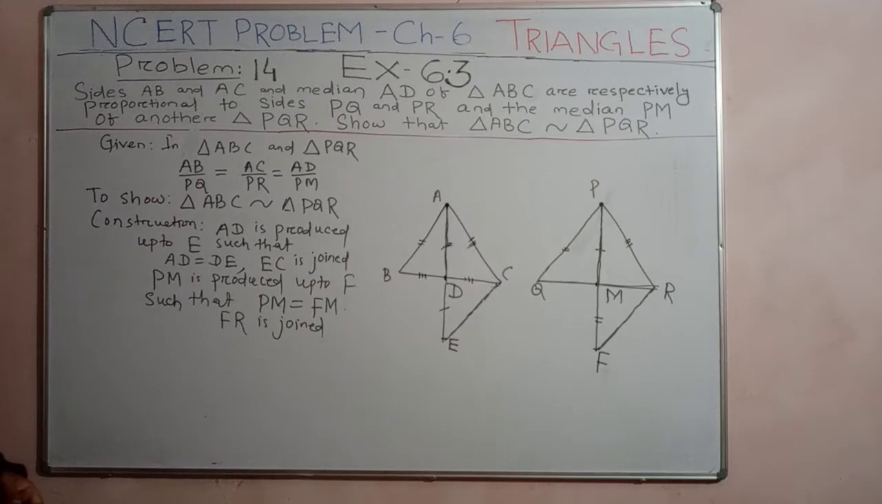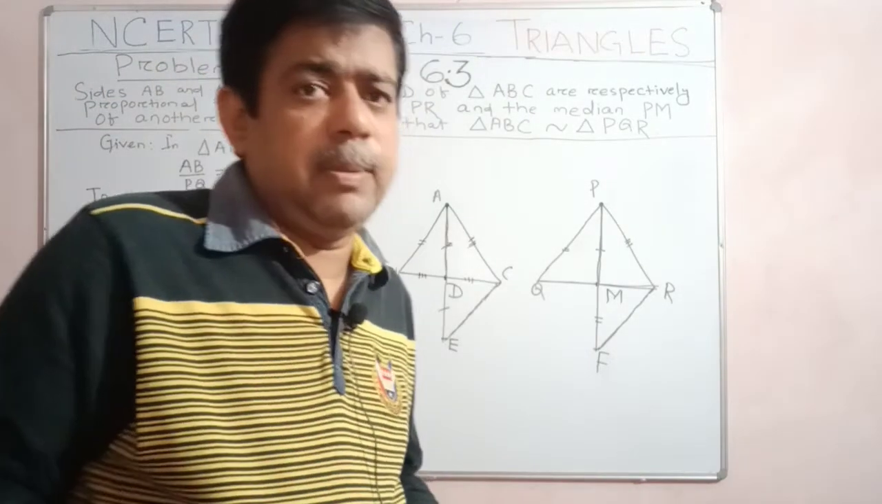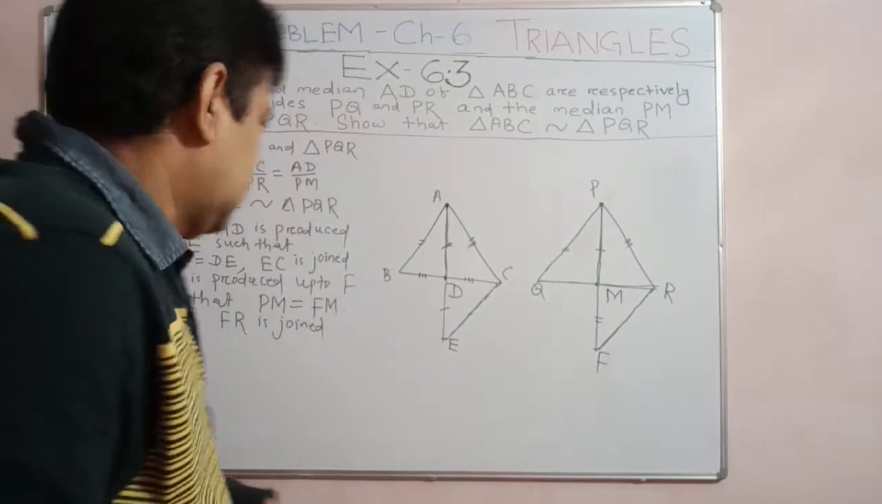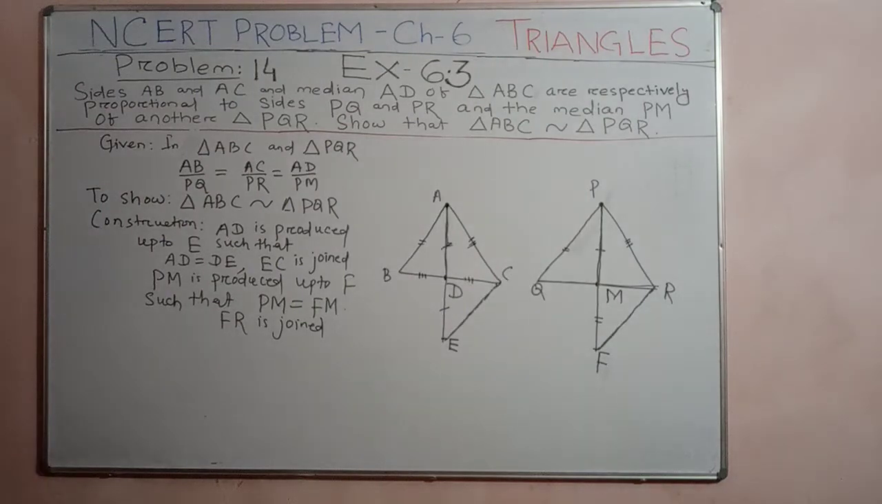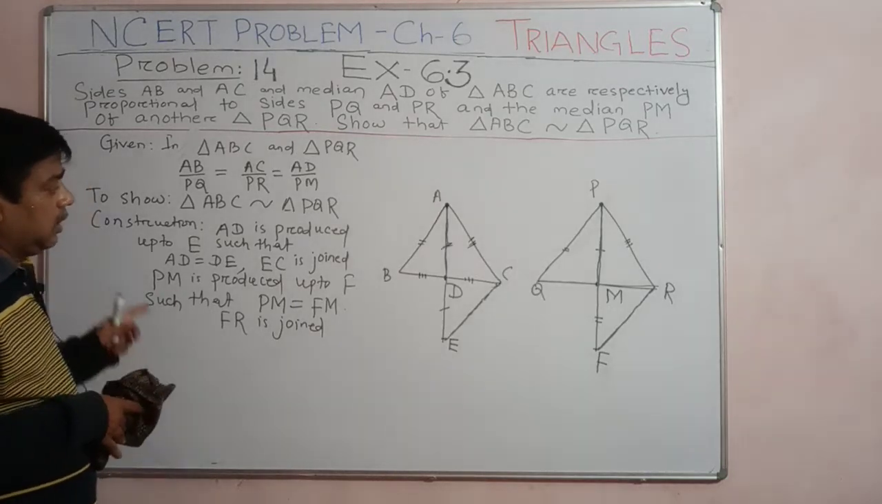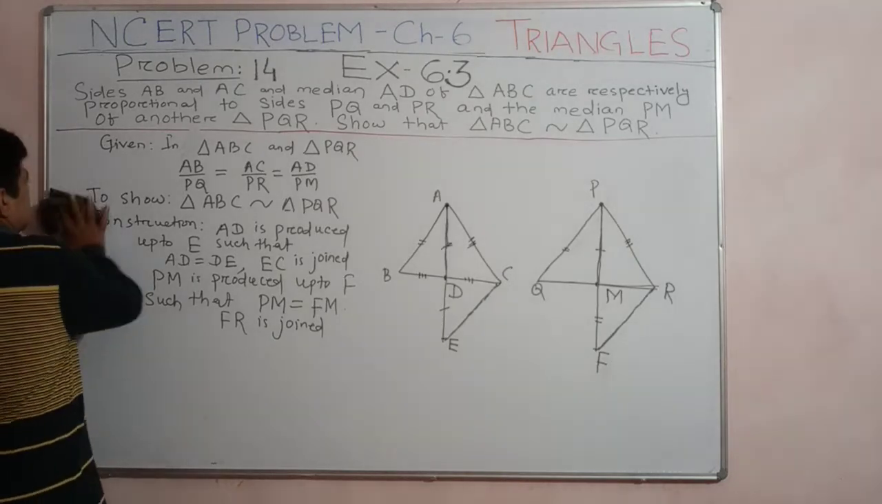This is the construction required for the given statement, to prove triangle ABC similar to triangle PQR. Okay, understand the construction? Let's move on. How to prove the given statement using the given condition and with the help of the construction? Let's see.